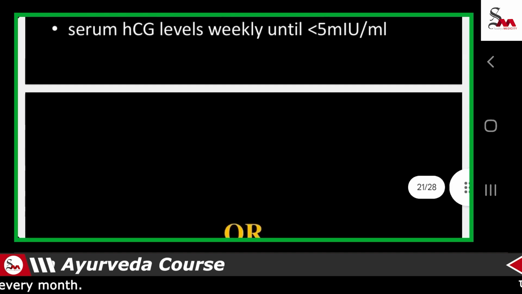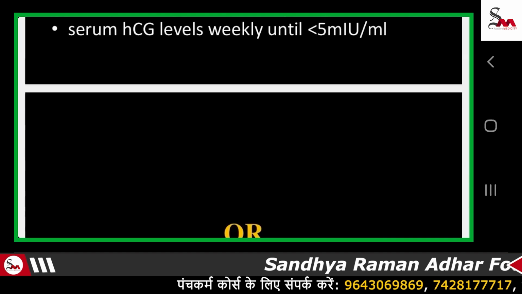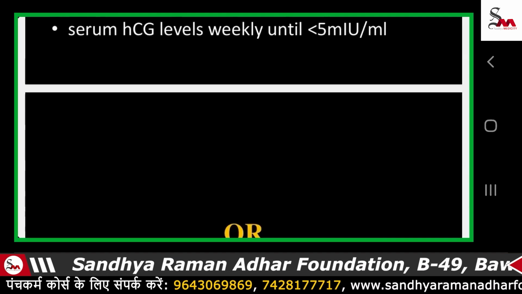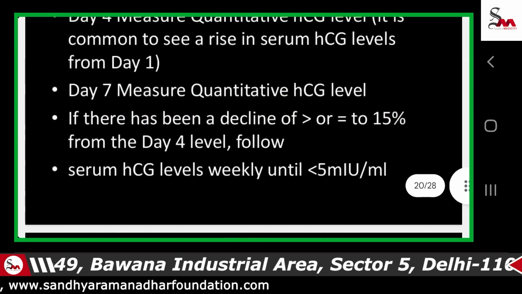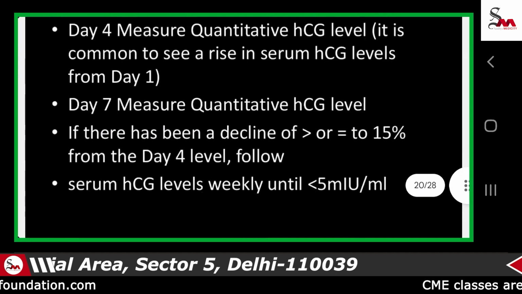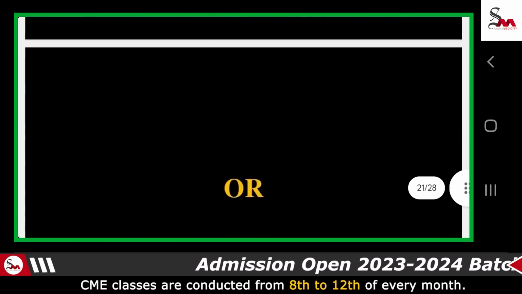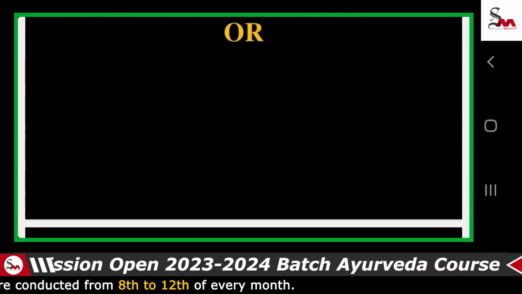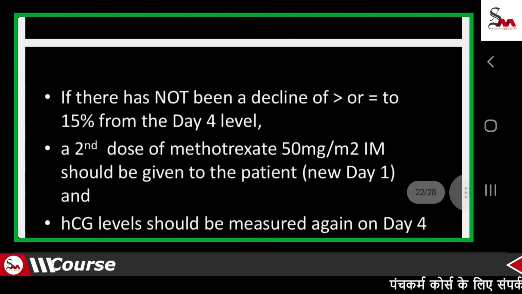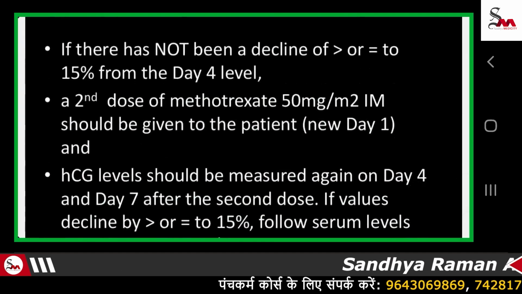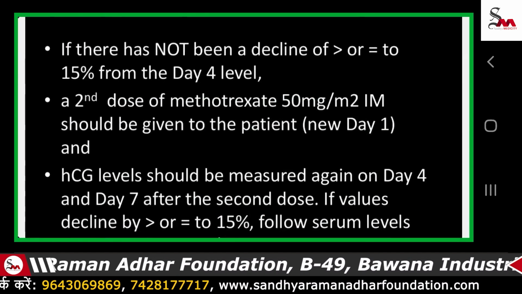So the indicator to give the medicine is the serum HCG level. Until the HCG levels decrease to 5 international unit per ml, we have to give the methotrexate to stop the division of the cells. And this is for the early ectopic pregnancies. And for other treatment, if the levels of HCG are decreasing, that means the pregnancy is not continuing further.